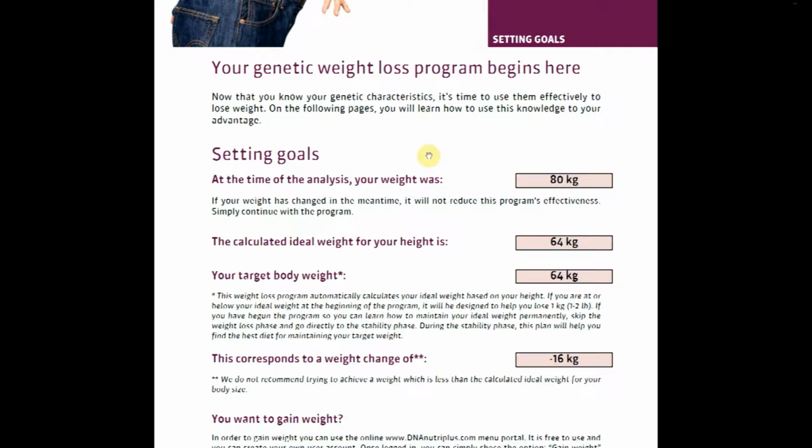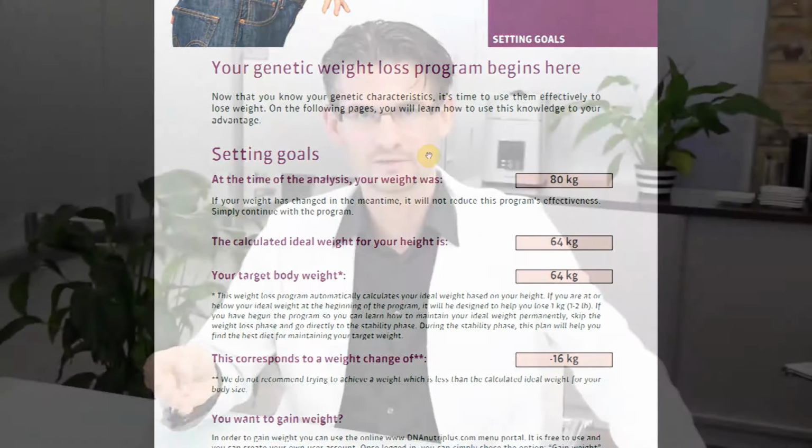Here you see the calculated ideal weight for your height. So the ideal body weight is determined by sex, body height. So it would be 64 kilograms for this person. It will be a different number for you. Now, you also had the option, when you ordered the test, to define your target body weight, the weight you wanted to reach. And this is down here. Now, you might have given a number. In this case, you will see this number here. Otherwise, we just take your target body weight as being your ideal body weight.